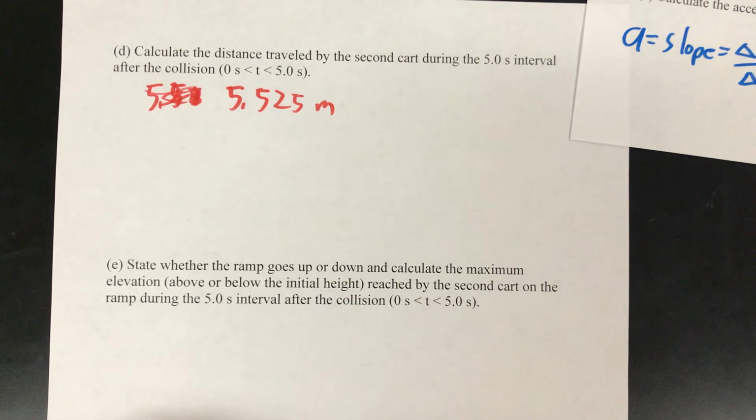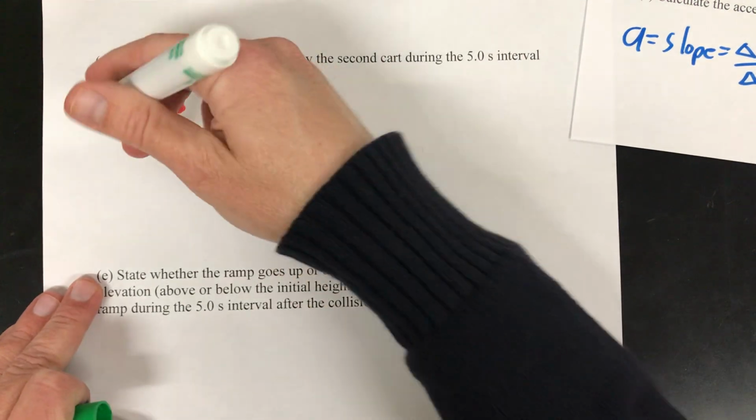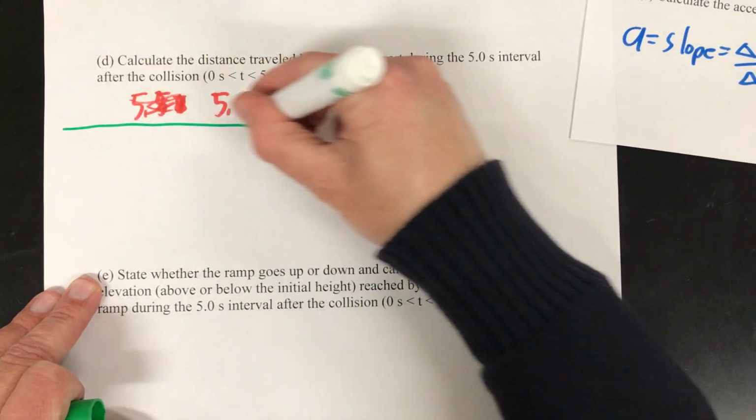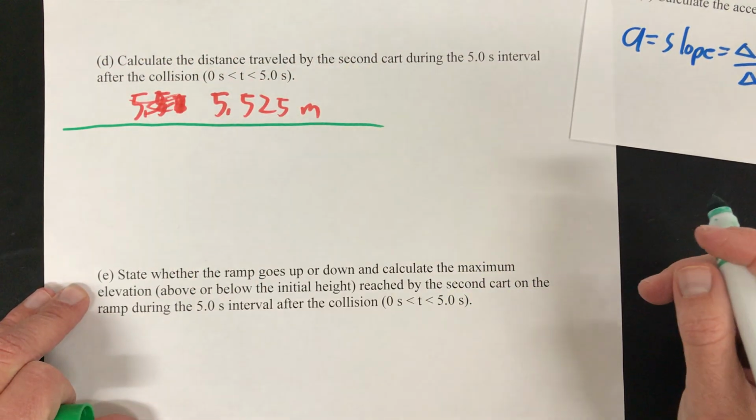All right. So finally, it says state whether the ramp goes up or down and calculate the maximum elevation reached. So you may get here and be like, what the heck? This is also a review. This is conservation of energy. I'm actually going to utilize some of the space up here for this one so we have a little bit more room to work with.